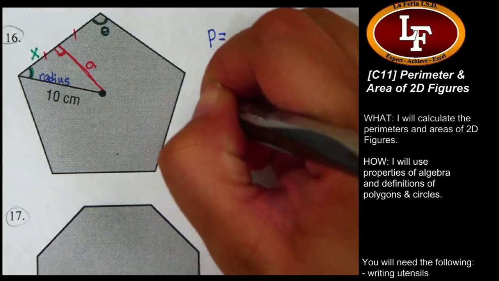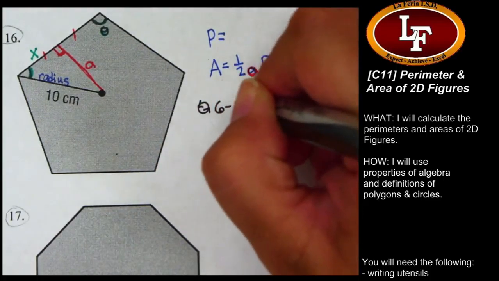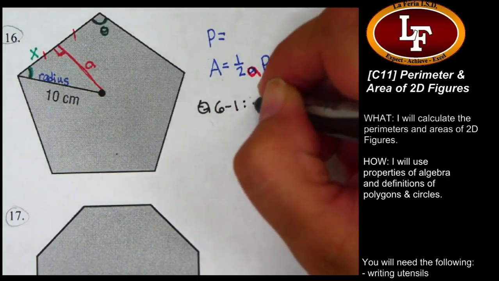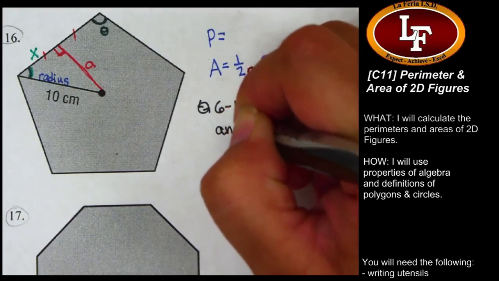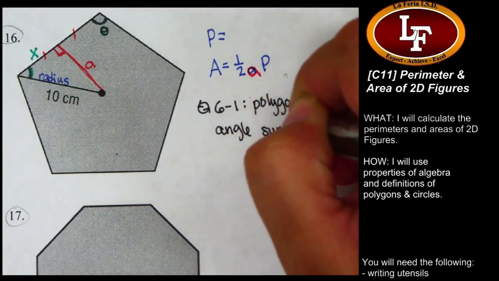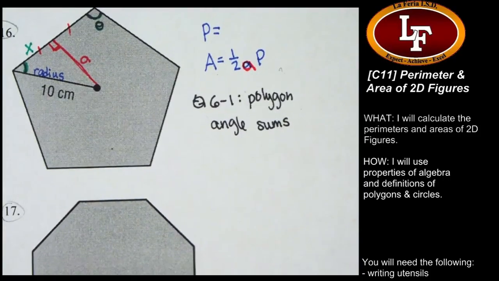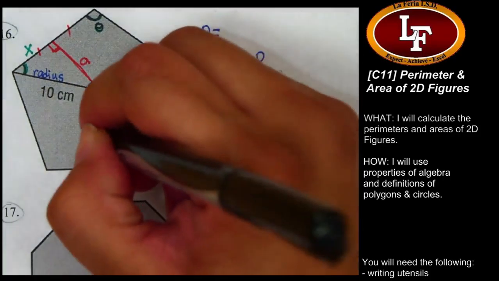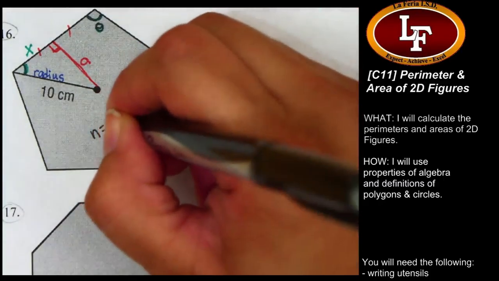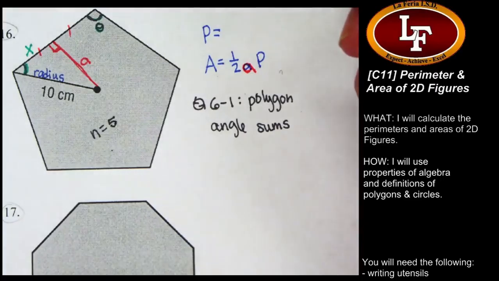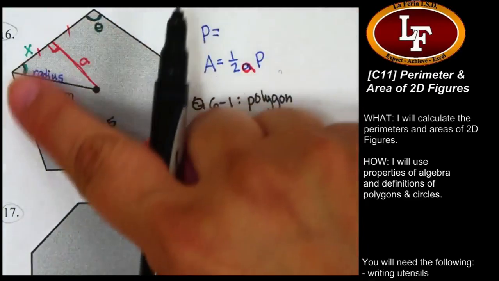To find the measure of an interior angle of a regular polygon, we need to recall back to Chapter 6, Lesson 1, Polygon Angle Sums. I'll look to put a link on screen for you that takes you directly to that lecture. We need to figure out how many sides this particular polygon has. I've already started writing it for you. This has 5 sides. It's a pentagon. 1, 2, 3, 4, 5.